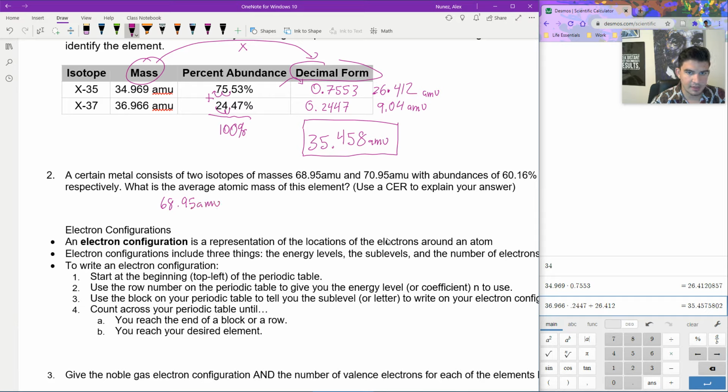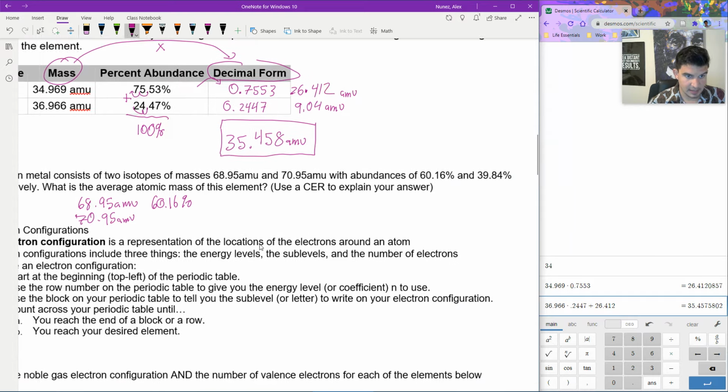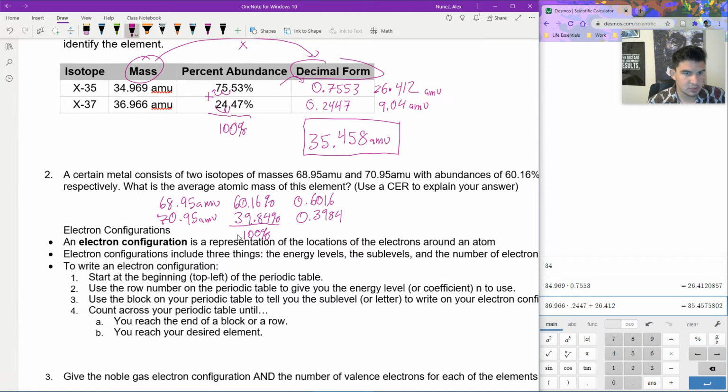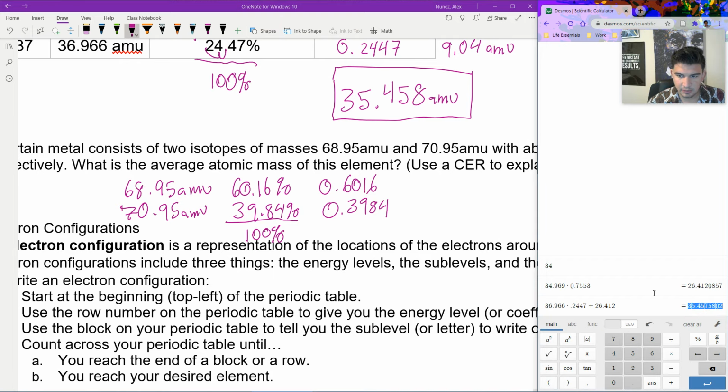So we know we have 68.95 AMUs, and that has an abundance of 60.16%. The other one is 70.95 AMUs with a percent of 39.84. Let's see if there's anything missing. 60.16 plus 39.84 is 100%, so I don't have any missing percents. So next I'm going to convert to decimal by moving the decimal over 2 times. And now I just need to multiply the mass times the decimal form.